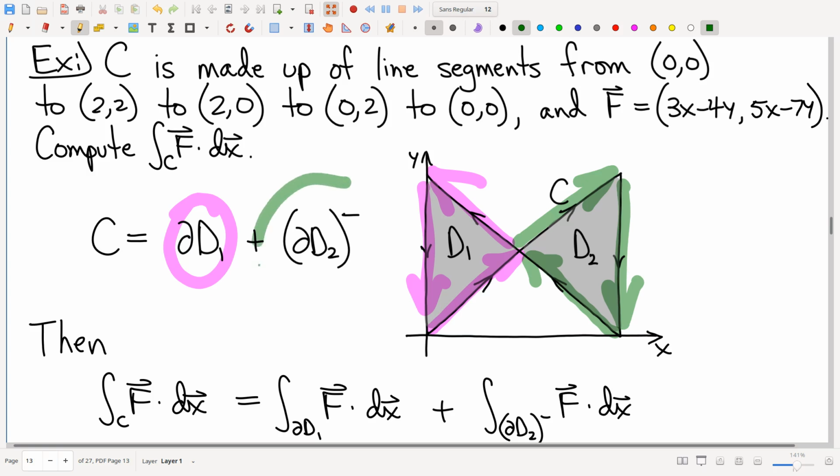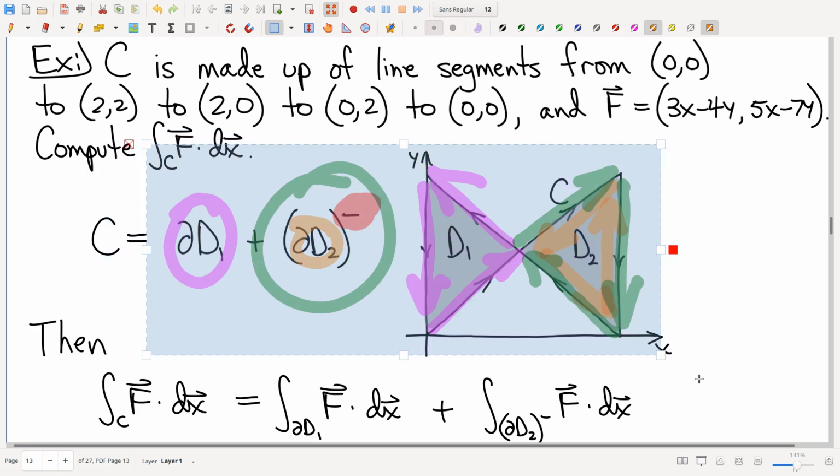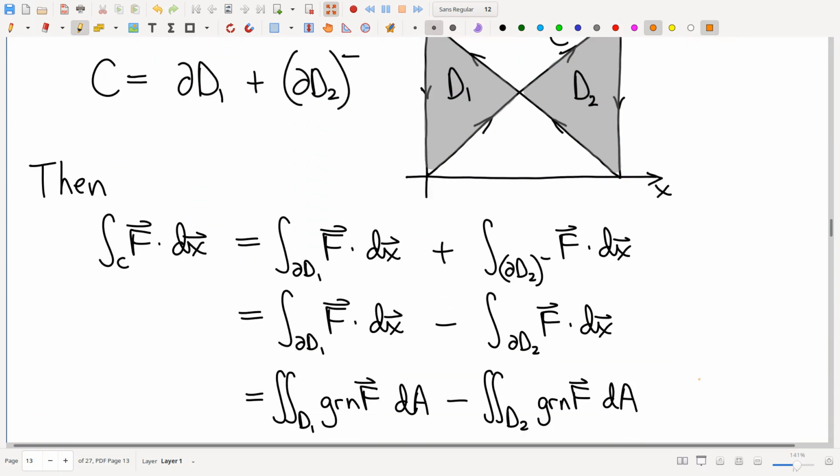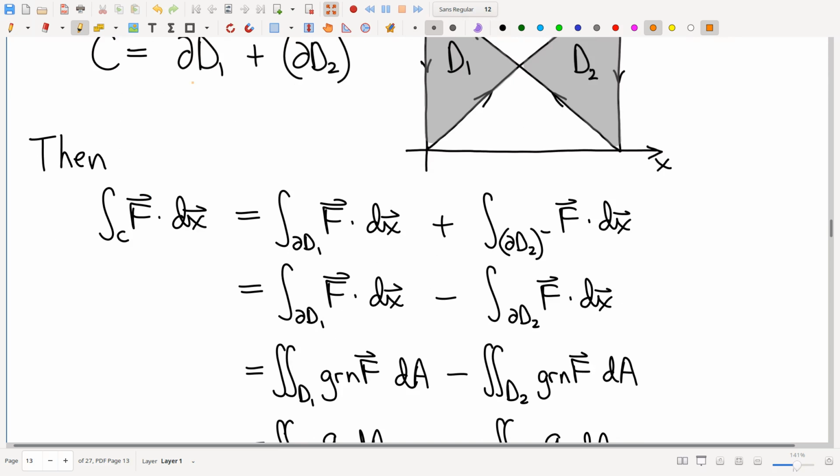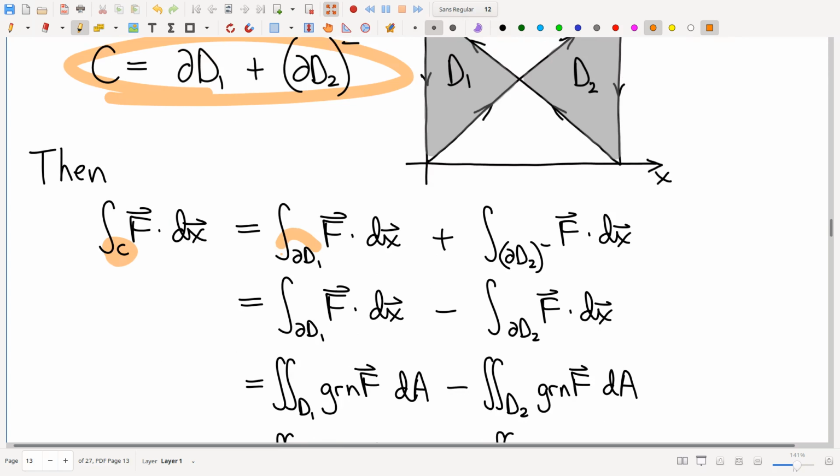The good news is that is the only issue. The fact that it is going the wrong direction is the only thing that's keeping this from being just literally the boundary of D2. Right? So that's why I've written the green part of what we're interested in computing as just the reverse of another actual boundary. Is that cool? So we're in business. And with that noted, it's all over but the shouting, really. My curve is the boundary of D1, then the opposite of the boundary of D2. Opposite order means minus sign, right?